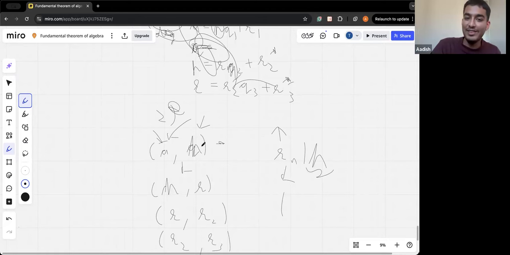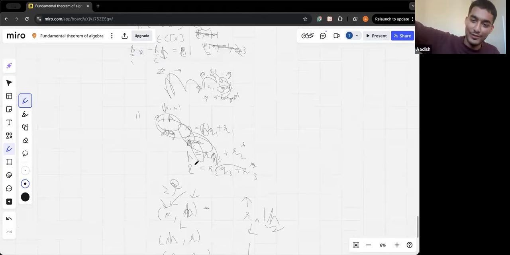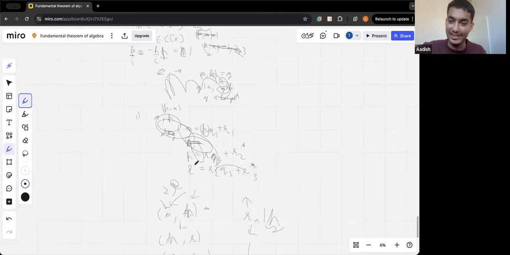Just GCD. Ignore it, we don't need it. The point is we have proven the fundamental theorem of algebra. Ignore the fact that GCD was stupid there. I forgot how it worked.